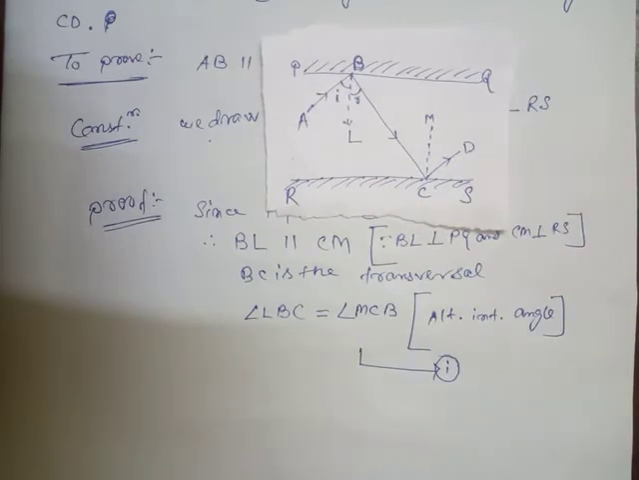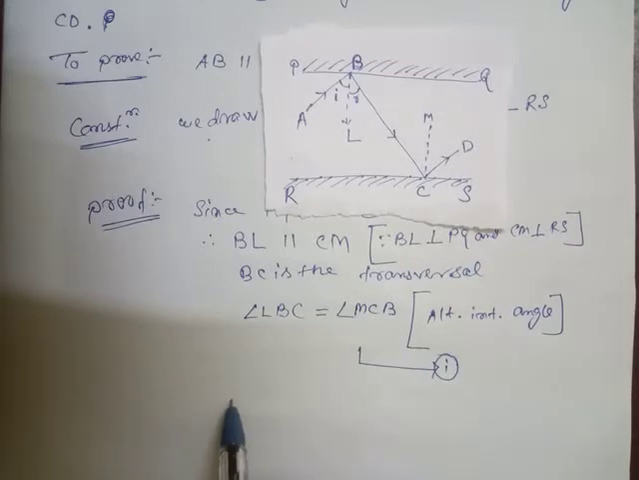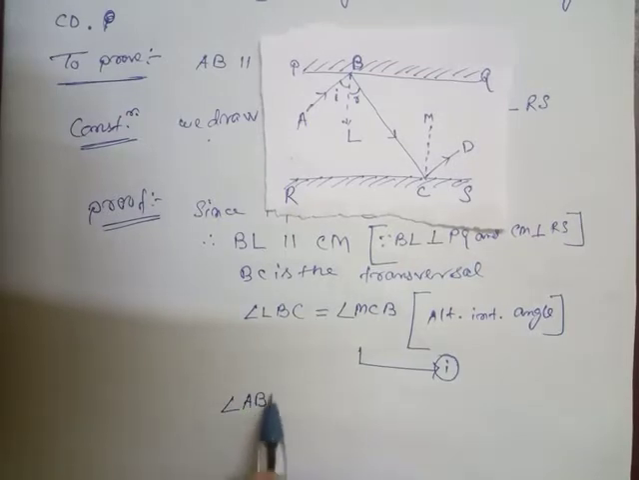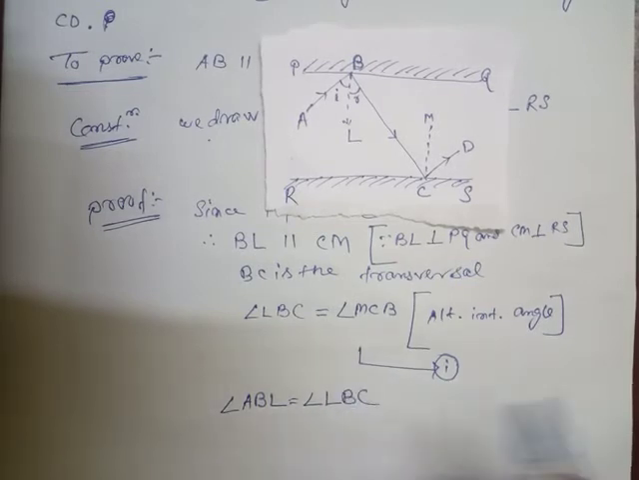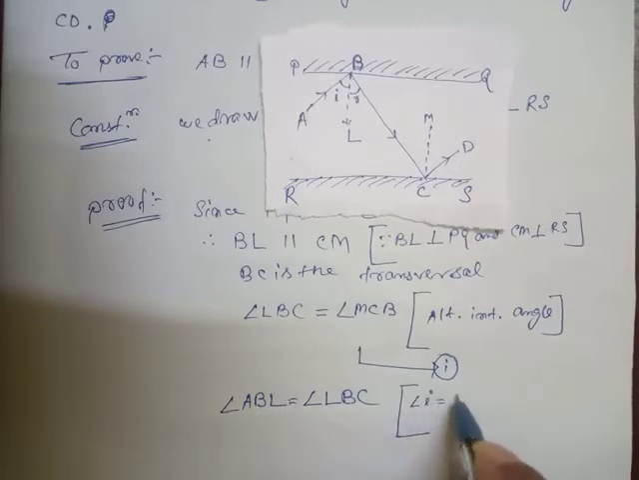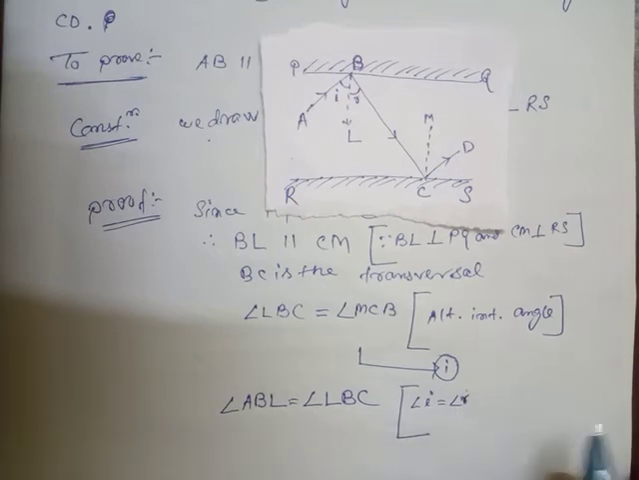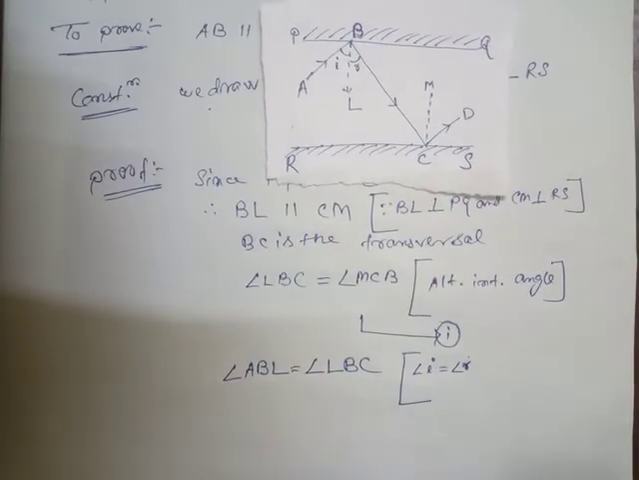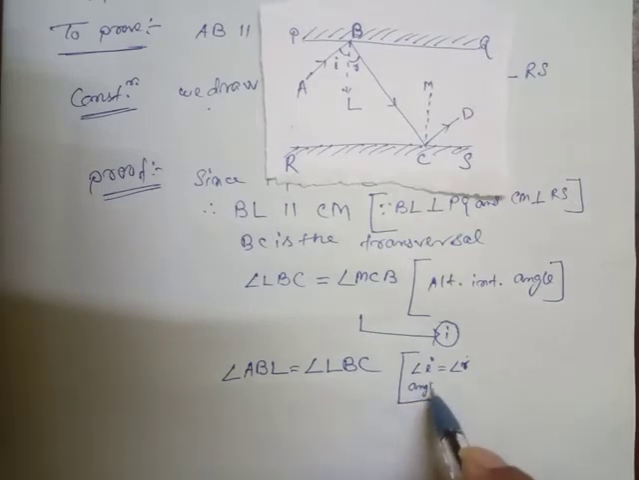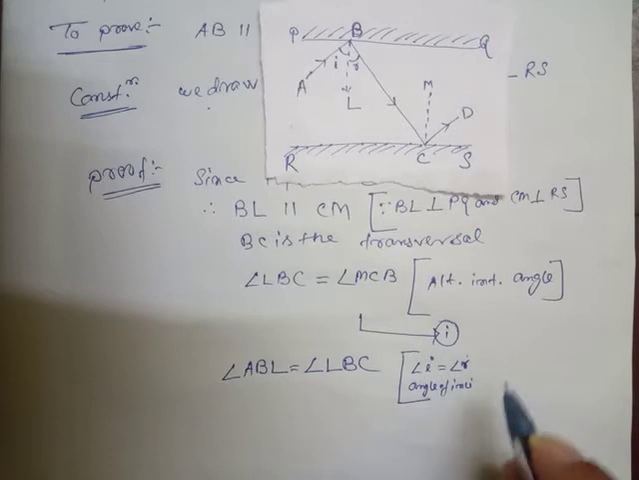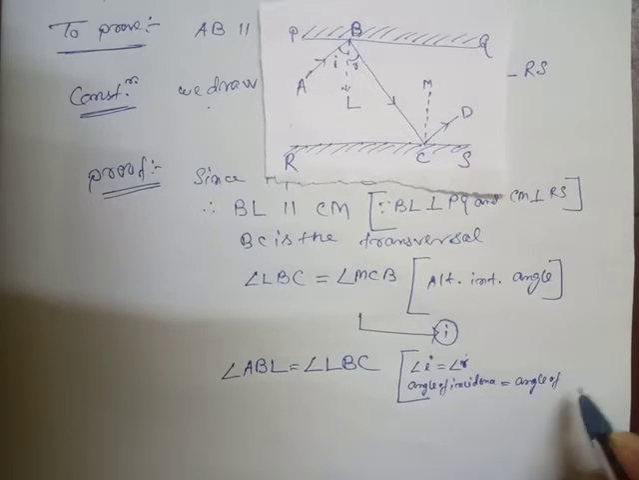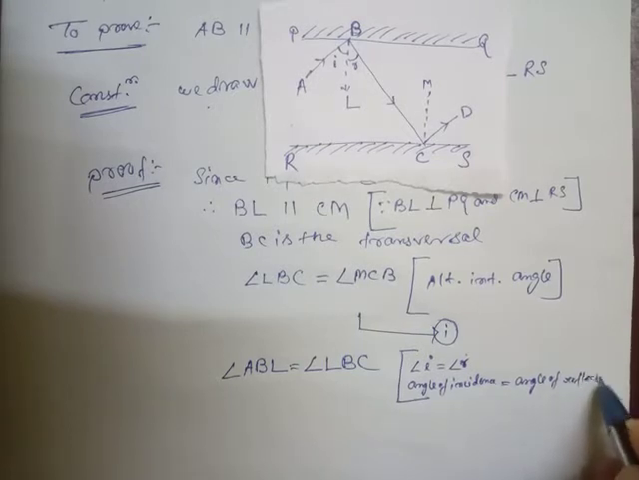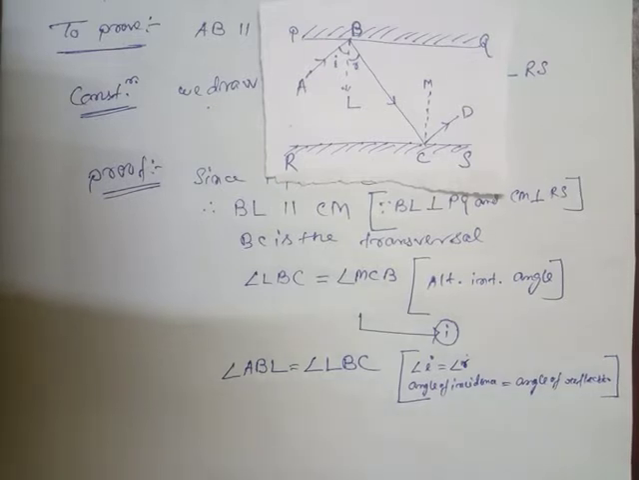Now look students, here I can write down that angle ABL equals angle LBC. Reason: angle I equals angle R, which means angle of incidence equals angle of reflection. Angle I means incidence, angle R means reflection. Student, this is the law of reflection actually.